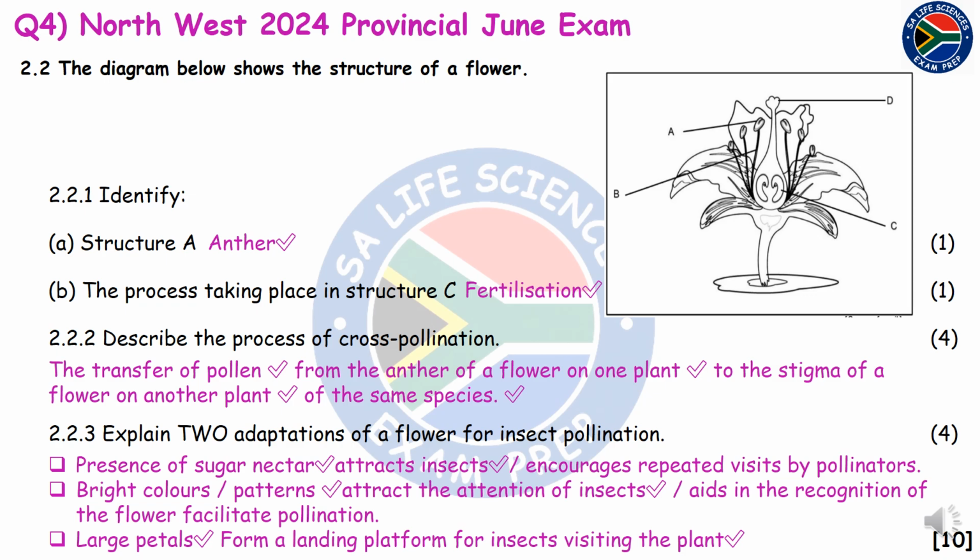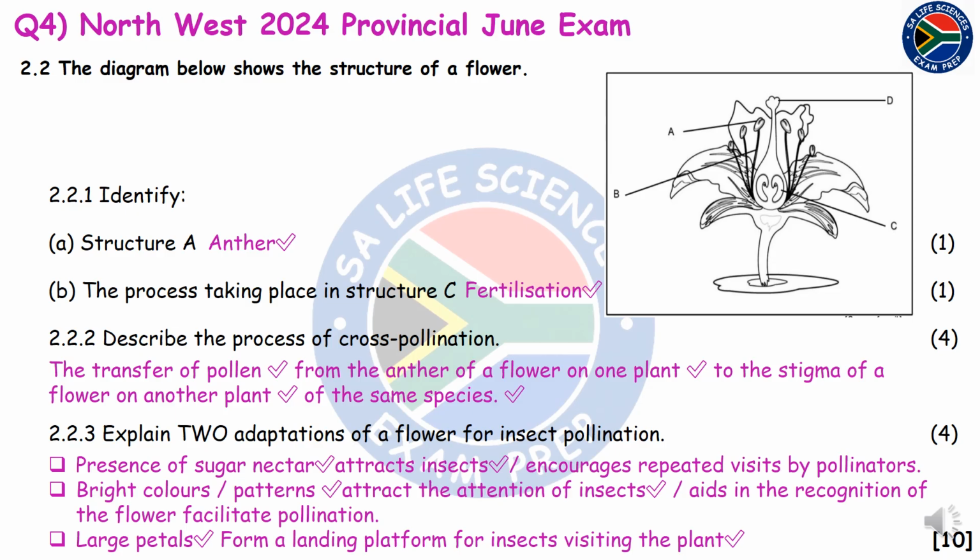So, we need to identify structure A. Structure A is pointing to the anther, which is part of the male reproductive organ. That being said, structure D is pointing to the stigma, which forms part of the female reproductive organ.